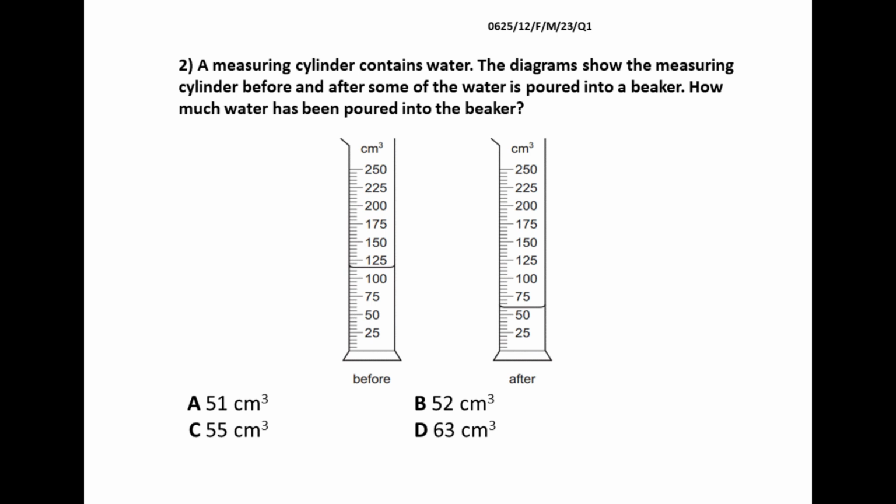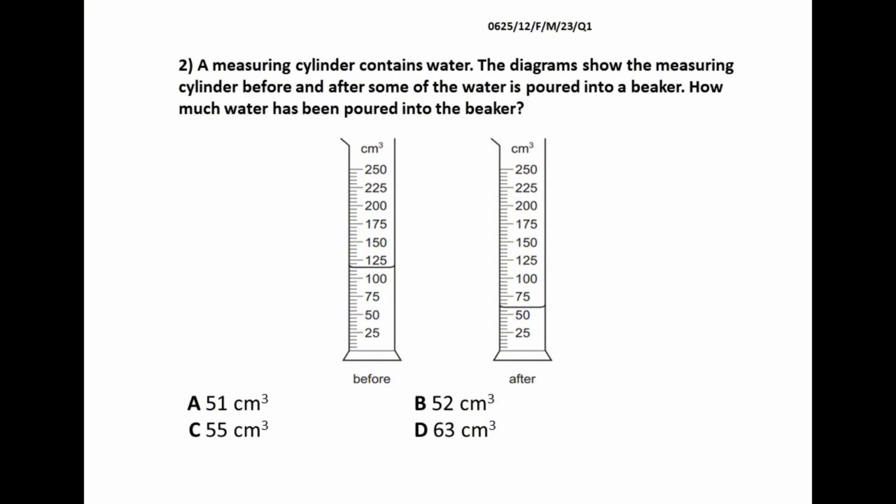Question number 2. Here, there are two pictures, before and after. There is a volume of water in the first measuring cylinder. Then it is poured into a beaker. After pouring, this is the leftover volume of water. And the question is, how much water has been poured into the beaker? Okay, I'll show you the picture.